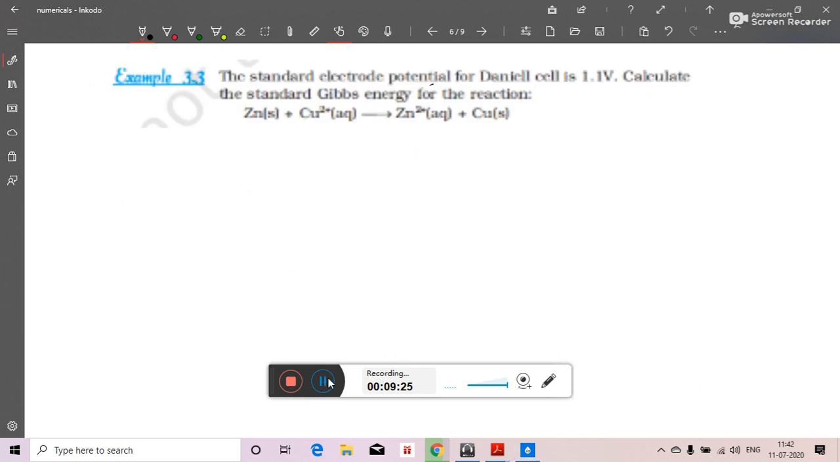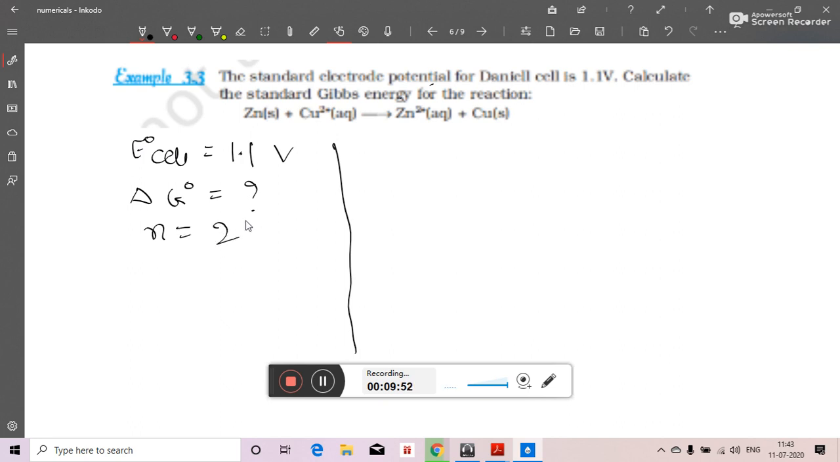Now next example 3.3: the standard electrode potential for Daniel cell is 1.1 volt. Okay, so that is E naught cell is equal to 1.1 volt. Calculate the standard Gibbs energy for the reaction. So we have to find out delta G naught. Now your number of electrons gained or lost, that is n equal to 2. Now delta G naught is equal to minus nF E naught cell.